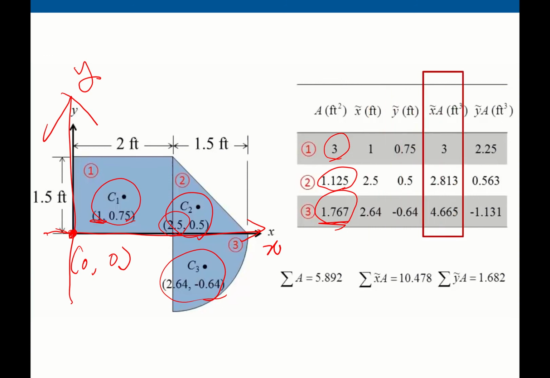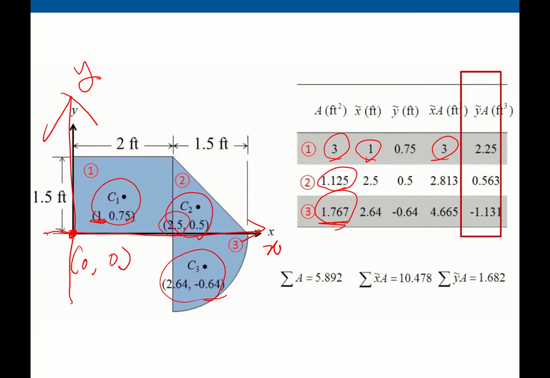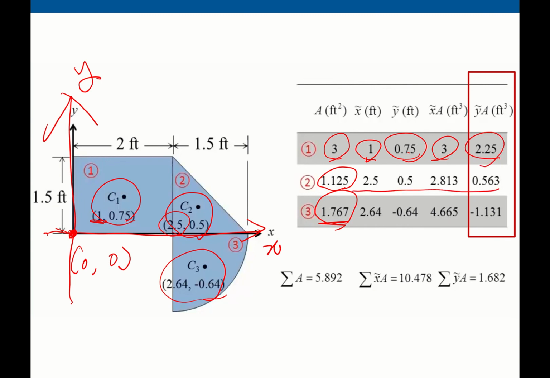Then we can multiply the x tilde times the area. So 3 times 1 is equal to 3. Okay, and the next step is y tilde times A: 0.75 times 3, which is 2.25. We do the same thing for the second body and the third body.